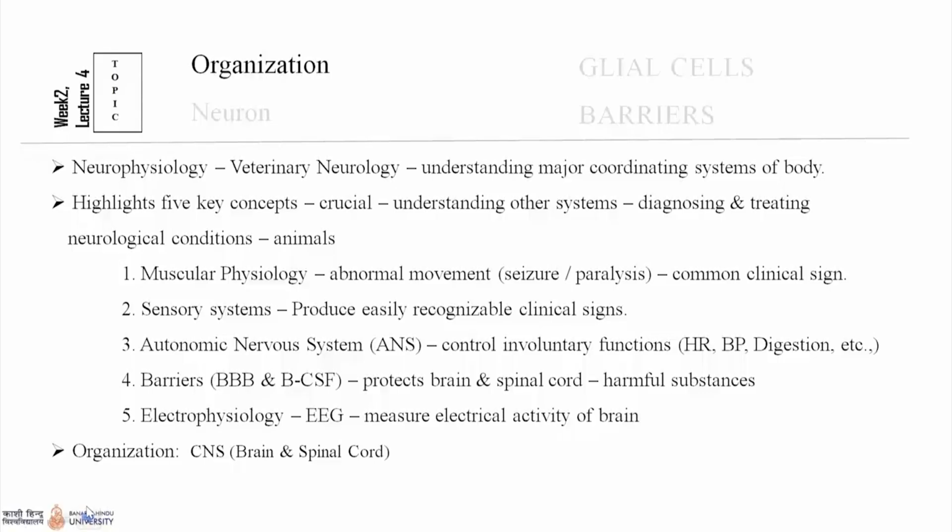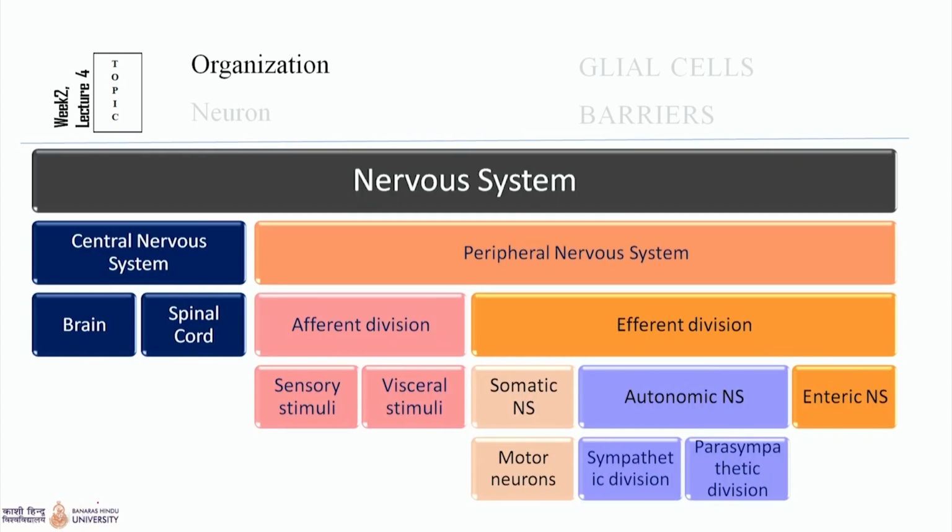Encephalo, cephalus means brain, head, right? And graphy, that is machine. It's like a machine. So electroencephalography is an instrument used to measure the electrical activity of the brain. Now, let us go to the next slide, which covers the organization of the nervous system.